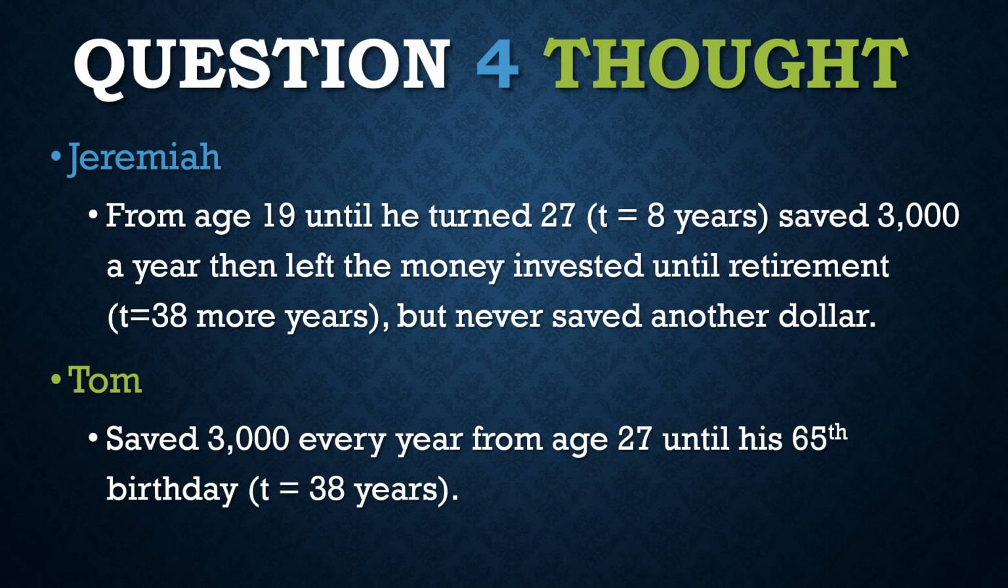The question asks you to figure out who gets more, Jeremiah or Tom. What you'll see is that actually Jeremiah ends up with more money, even though he only invests for 8 years. He invests for 8 years, but he leaves it invested, and so he takes on the power of compound interest for quite a long time. Whereas Tom doesn't start investing until Jeremiah is done investing, but he invests a lot more often. He invests not just 8 years, but for 38 years. But because he didn't start as early, he doesn't take advantage of the power of compound interest as much as Jeremiah did, and so he doesn't quite make as much as Jeremiah.